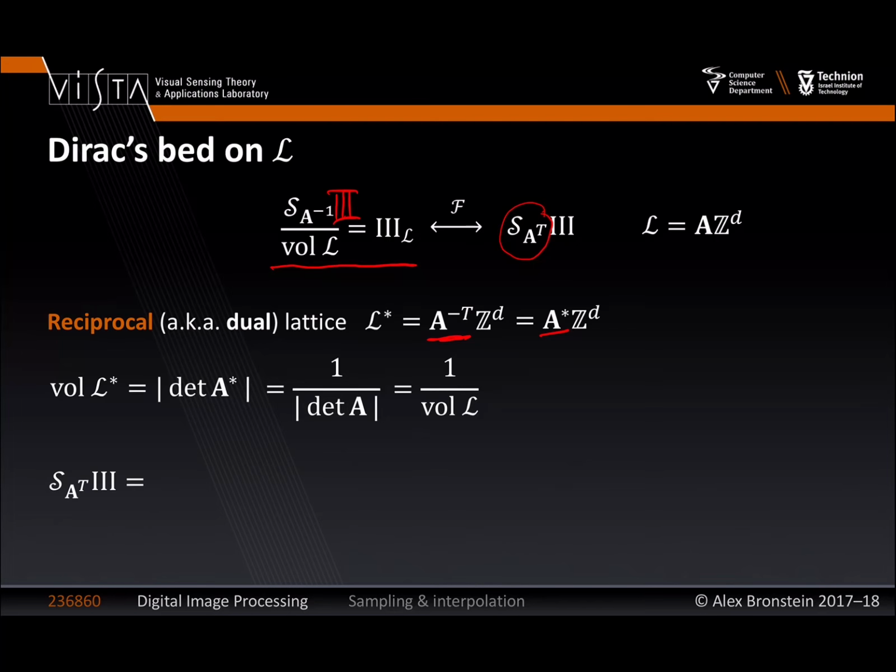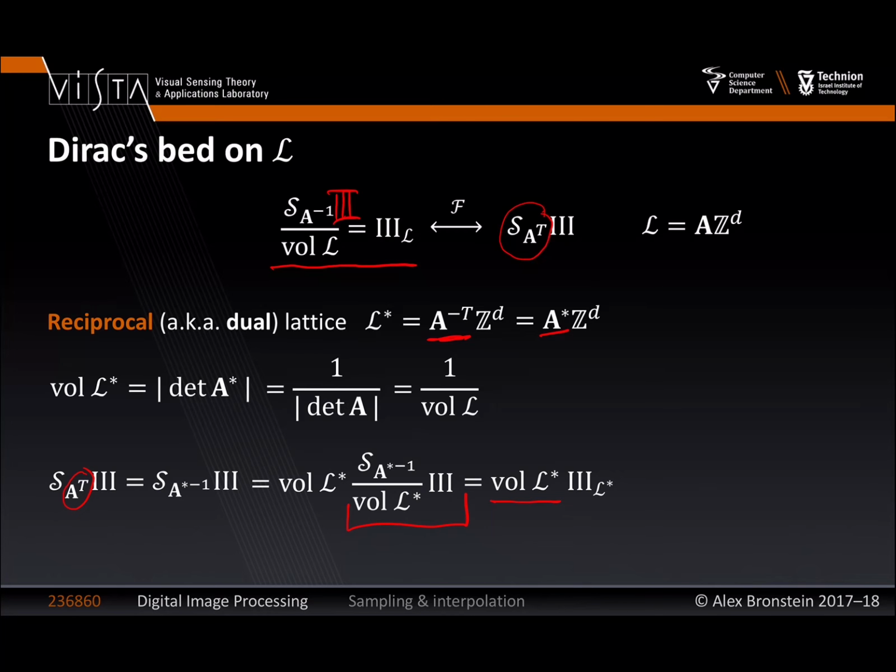Okay. So let's write it like this. It is S A star inverse. Okay, so what is written here is A star inverse, right? Acting on the Dirac's bed. I will divide by the volume of L star and multiply by the volume of L star. Okay, and what is written here? What is this exactly? It's the Dirac's bed on L star. Okay, scaled by the volume of L star.